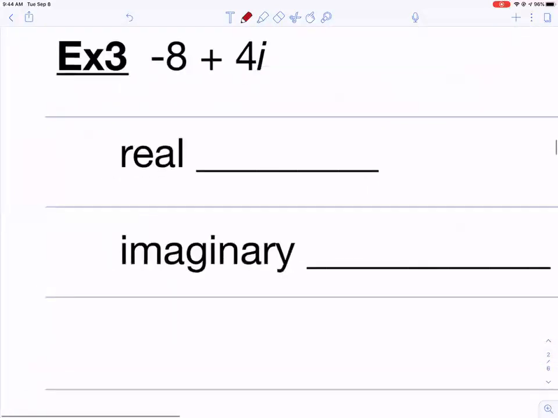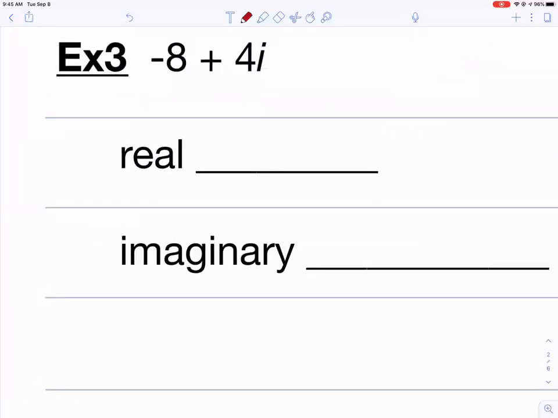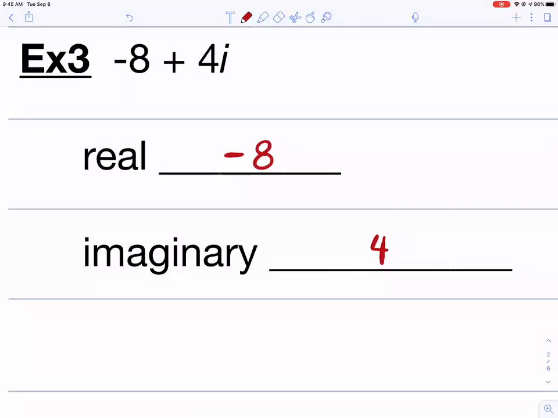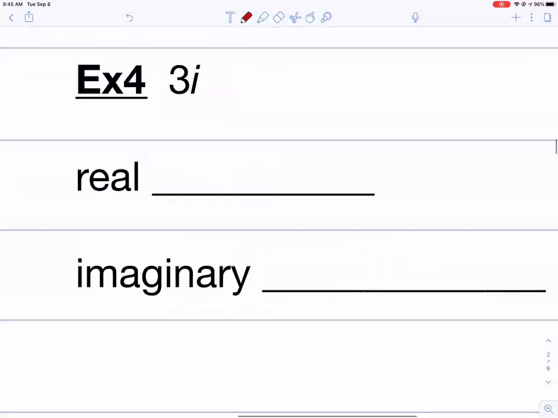So as we look at example number 3, what is the real part? Negative 8. What's the imaginary part? 4. Just 4. The i tells me it's the imaginary part, but it's not part of my imaginary part. I don't know if that makes sense. Here, what's the real part? 0. Because this is the same thing as 0 plus 3i. What's the imaginary part? 3.